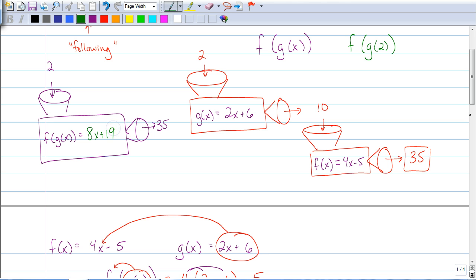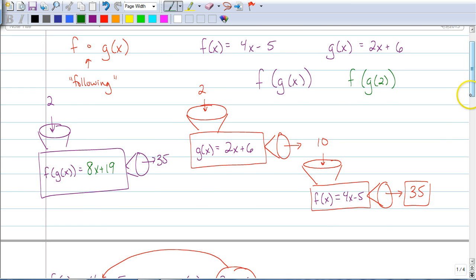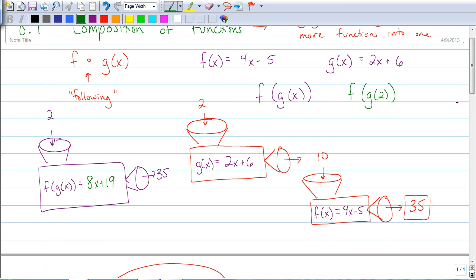So let's see if this is our magical function that'll spit out this answer of 35. If I put 2 inside of here, 8 times 2 is 16, and 16 plus 19 sure enough is 35. And you can see that's a lot faster if I have that one composition of the two functions. If I have that one function, it's a lot easier than having to put 2 inside of one function, taking that answer and putting it inside of another.